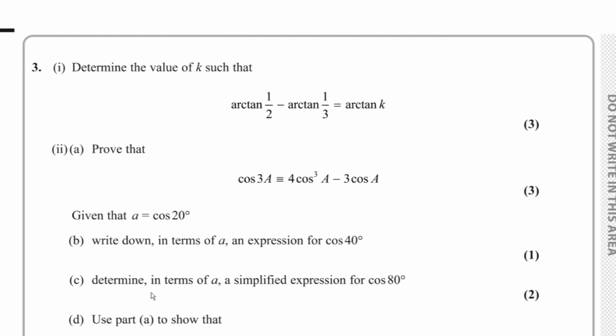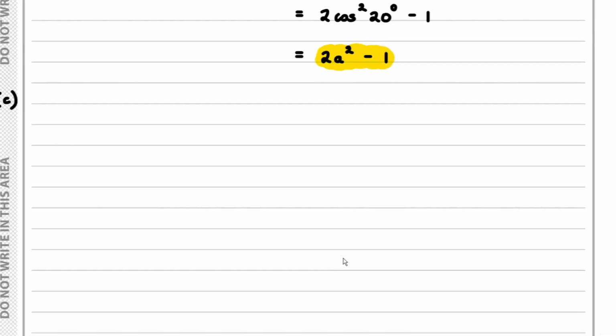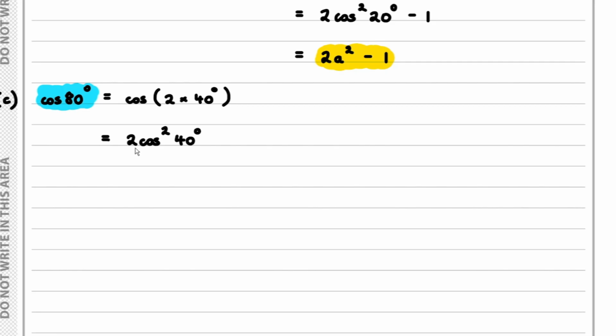Part C, determine in terms of a simplified expression for cos 80 degrees. For cos 80 degrees, we can write that as cos of 2 times 40 degrees. So we have 2 cos squared of 40 degrees subtract 1, and we already know what cos of 40 degrees is, that's 2a squared subtract 1.